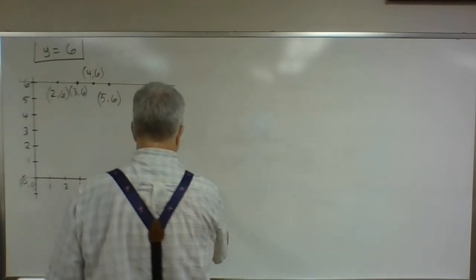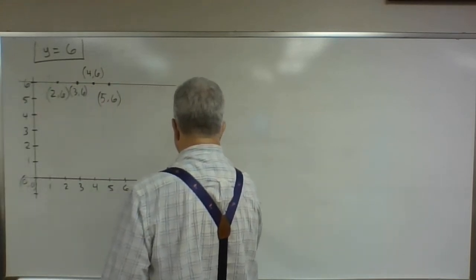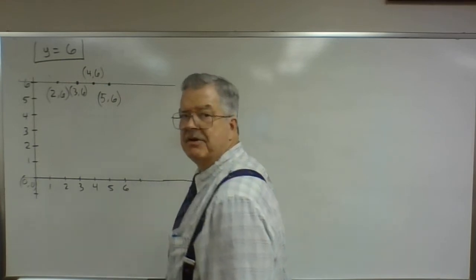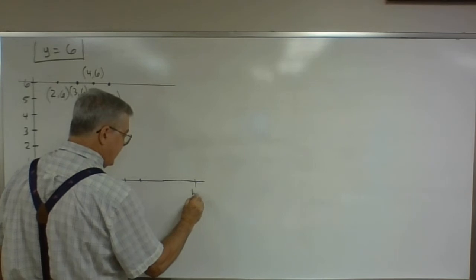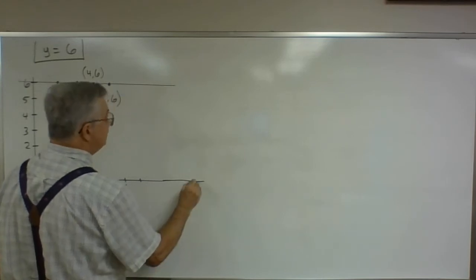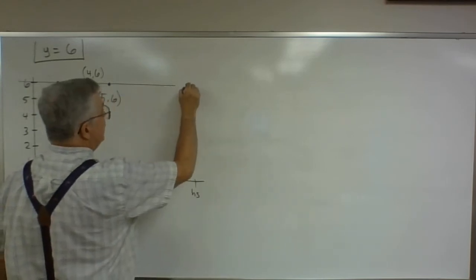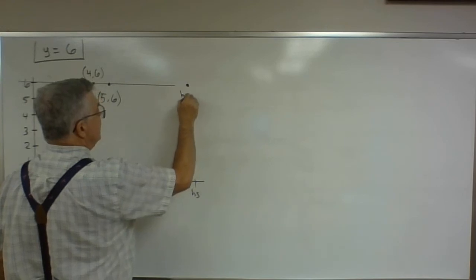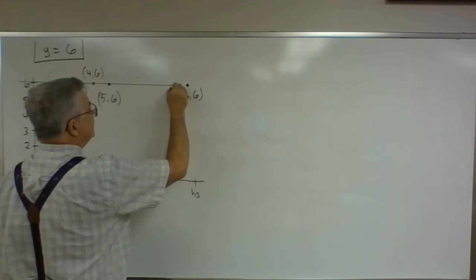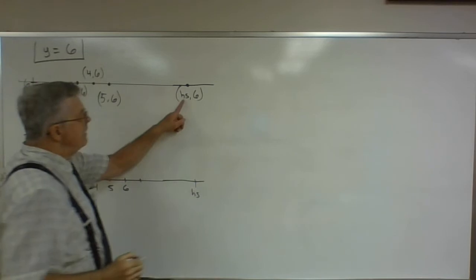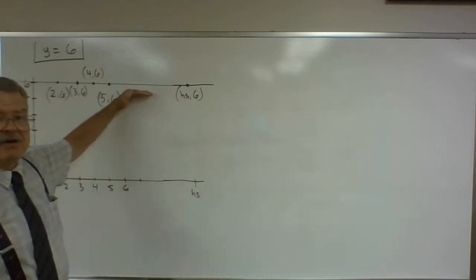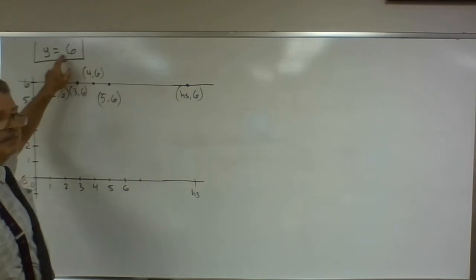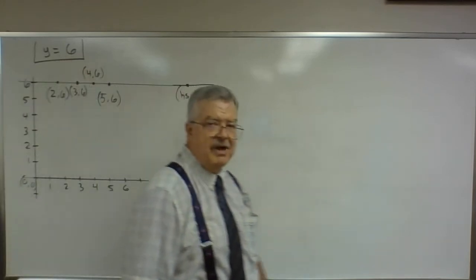Suppose way out here, x is a ham sandwich. Yeah, let's say that. x is a ham sandwich. It goes through the point (ham sandwich, 6). No matter what x is, y is 6. And the graph of this equation is horizontal.